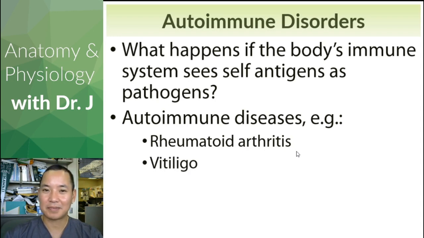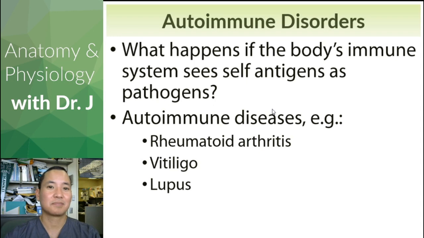Vitiligo. Remember Michael Jackson? Again, this is what he claimed to have. But if you've seen people with vitiligo, especially someone with a darker skin tone, they have these white patches. Why? Well, that means they have an autoimmune disease in which their T cells and plasma cells are creating things that attack their own melanocytes. So no melanocytes, no melanin, no skin color.